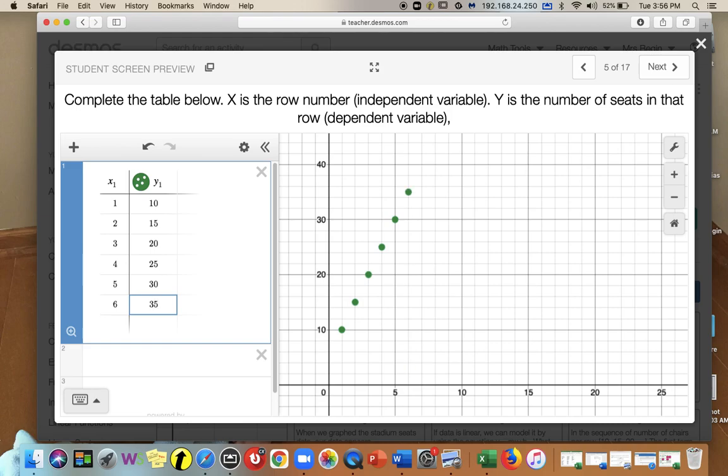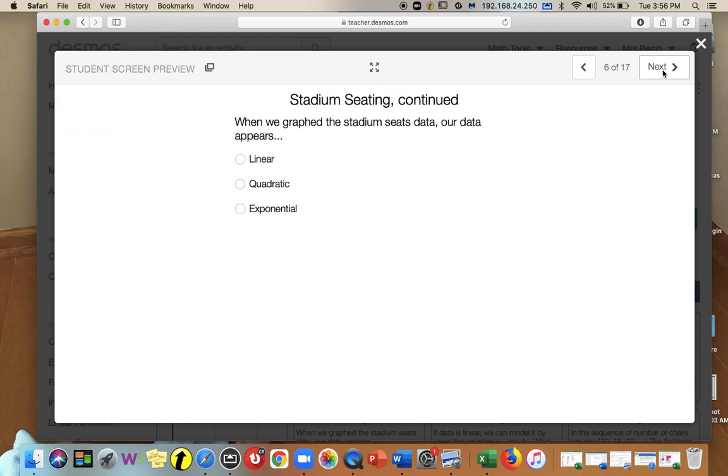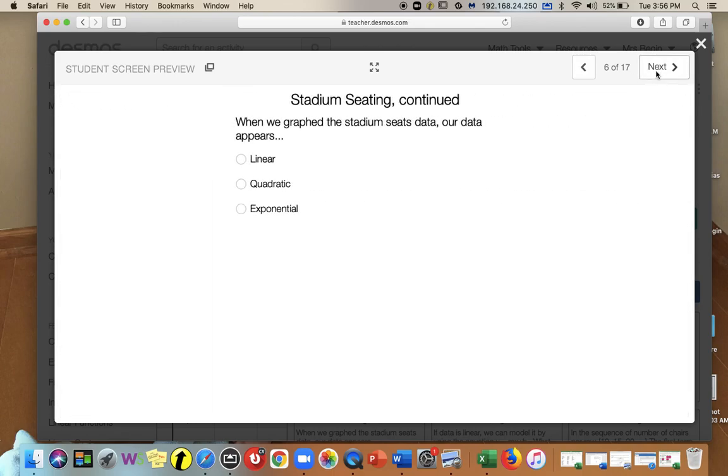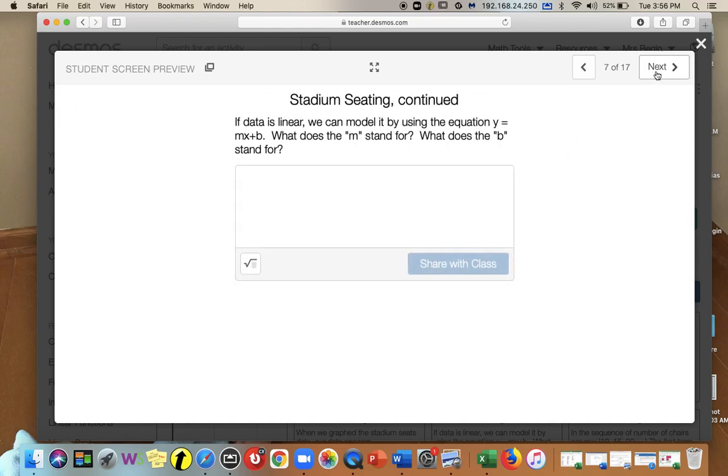All right, so take a look at what that looks like. When we graphed the stadium seats data, what did it appear? Was it linear, quadratic, or exponential? And you can see this makes a straight line, so we're looking at linear data here. If data is linear, we can model it by using the equation y equals mx plus b.